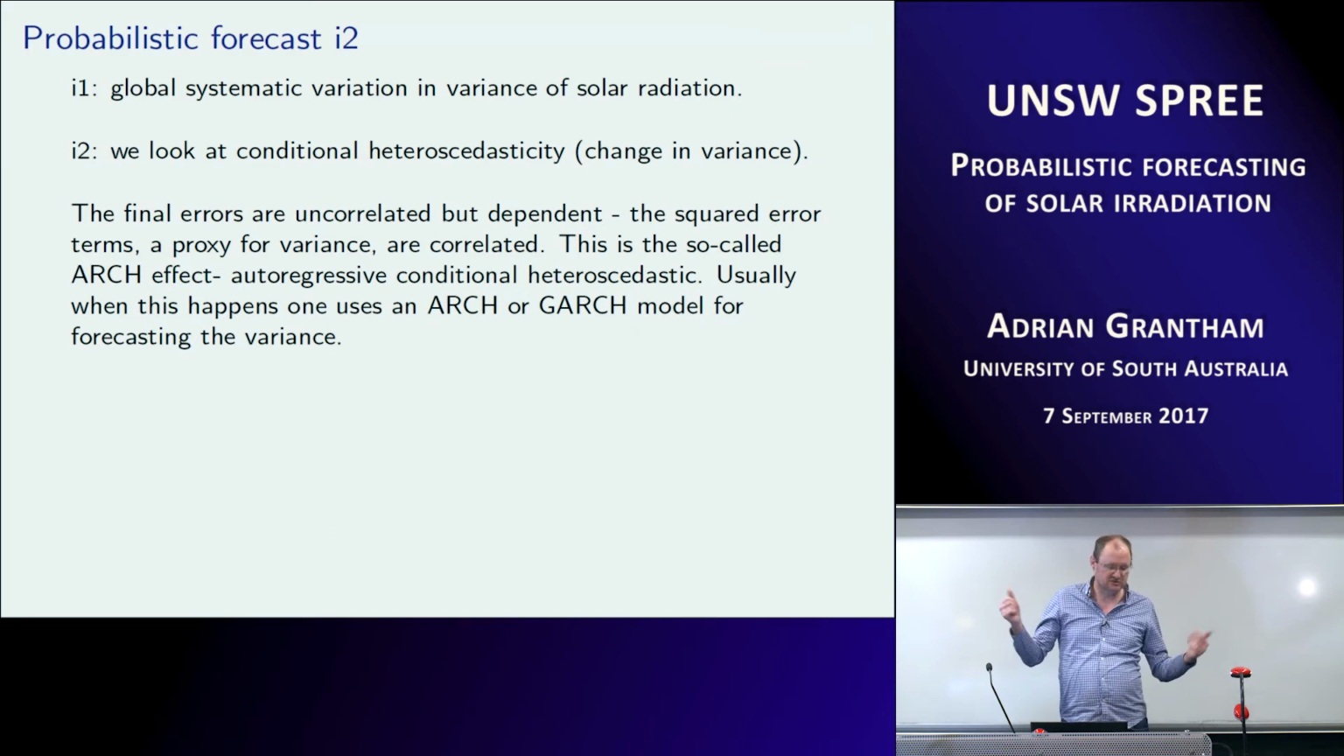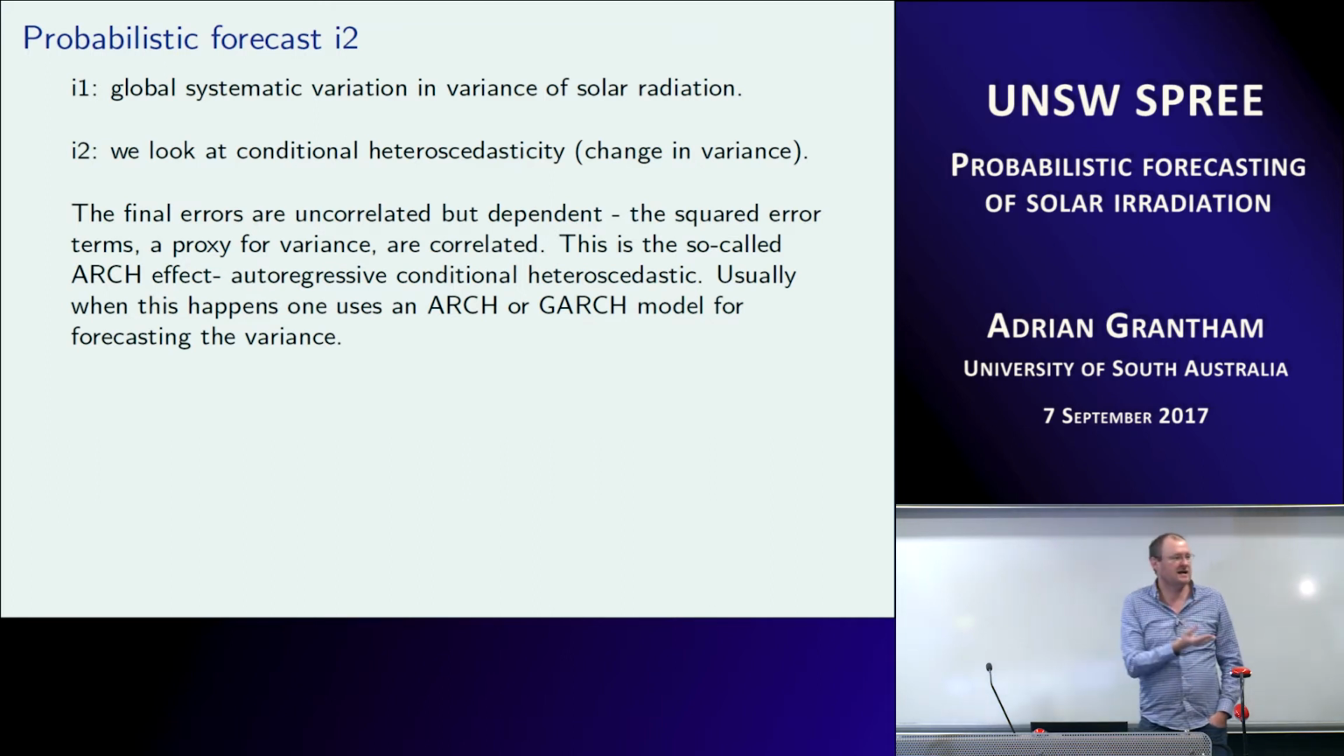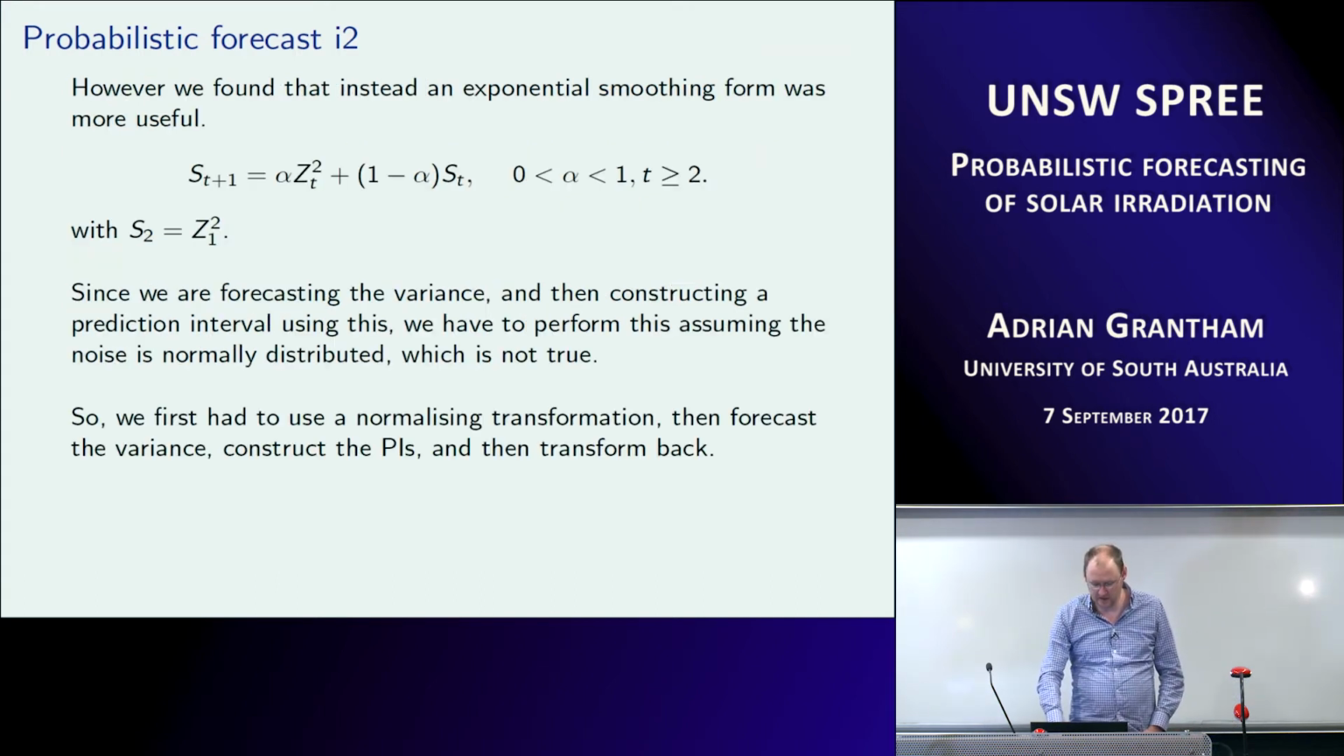We were just asking what the variance is at this time, more of a global view of this particular sun position. So the errors are uncorrelated, but they are dependent. The squared terms, which are a proxy for the variance, are correlated. And this is called the ARCH effect, the autoregressive conditional heteroscedastic, which I must admit is a mouthful to say. So usually when this happens, we look at using an ARCH technique or a GARCH technique to forecast that variance. But we found that an exponentially smoothing form was more useful.